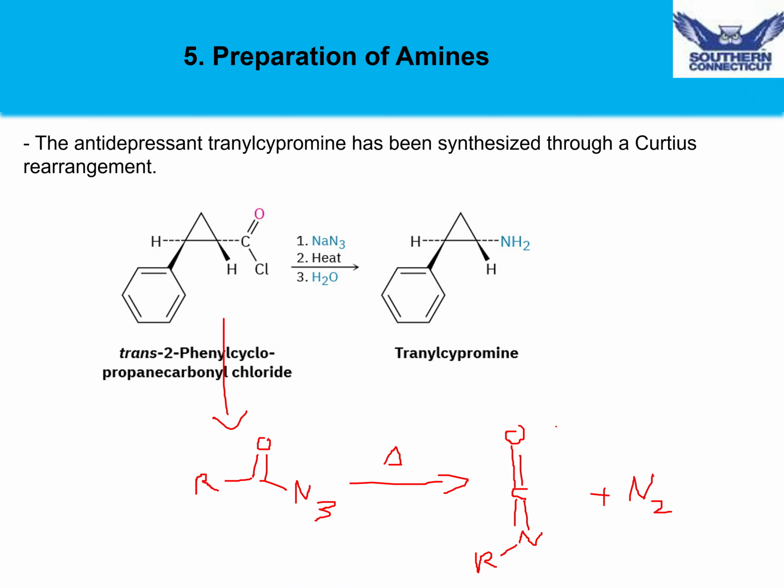And then lastly, when we add water, we're going to turn this isocyanate into a carbamic acid, which decomposes and loses CO2. As a result, this nitrogen and R group will be found in the product as shown here.